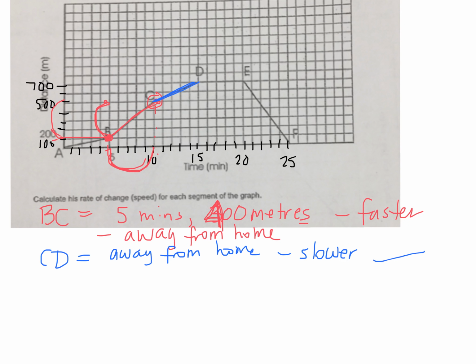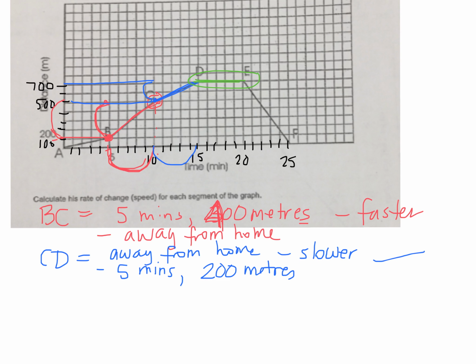Okay. How long did he run for in this part of the graph? So from 10 to 15. Yep. Another 5 minutes. So he changes his speed for this 5 minutes. And how far has he traveled? From 500 to what? From 500 to 700 meters. How many meters is that? What's 7 take away 5? 200 meters. So for that part, he traveled 200 meters in 5 minutes at a different speed.